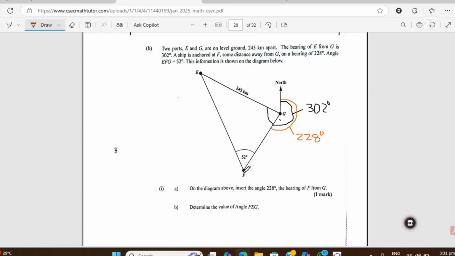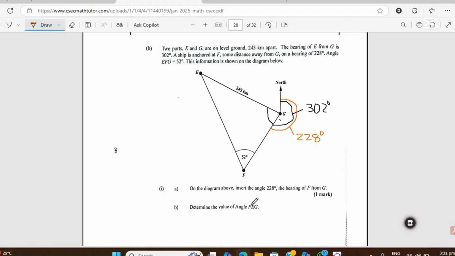The bearing of F from G. The word from tells you where the angle is formed. You are starting at G, on a north line, clockwise. Notice all those statements: at G, north line, clockwise. So I'm at G and identify my north line. I go clockwise to the line that takes me to F. And it's an angle, so I'm turning my circle all the way around. All right, one mark. It says determine the value of angle FEG. Where is that angle at?